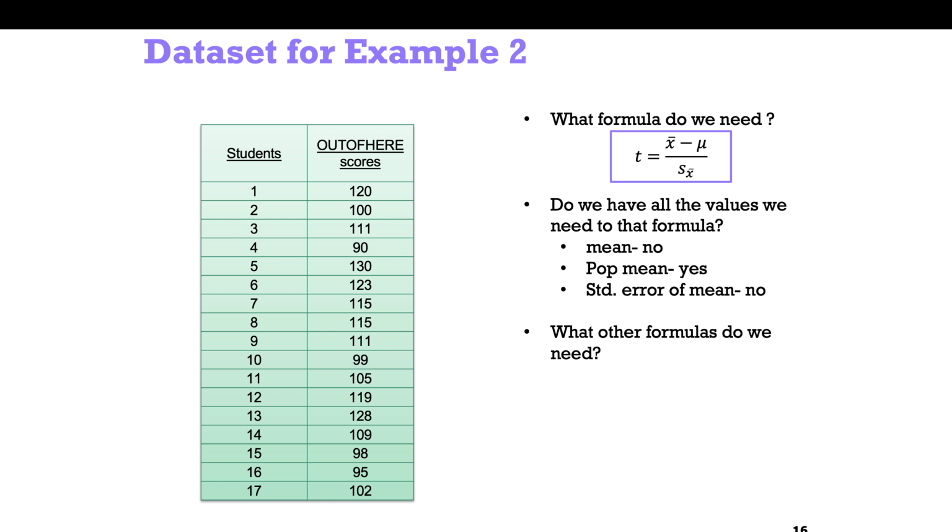Do we have our mean? No. Do we have our population mean? Yes. Do we have our standard error of the mean? No. So what other formulas are we going to need? We're going to need to find our mean first, and our standard deviation, and our standard error of the mean.